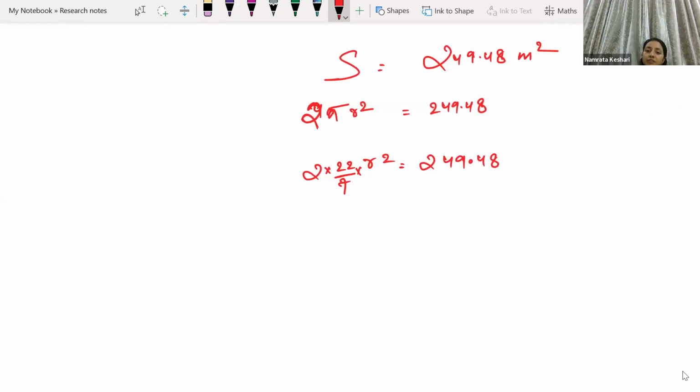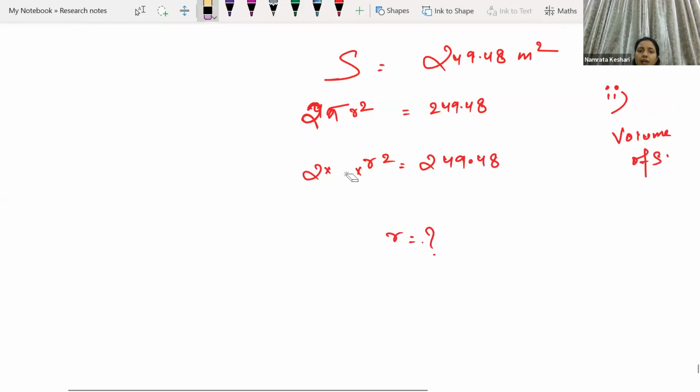The r which you get from here, you need to use for the second part while finding the volume of the sphere. Please don't put the value of pi. We will try finding r in terms of pi only. Let's keep pi as it is, because in the volume formula also we have 4 by 3 pi r cube.